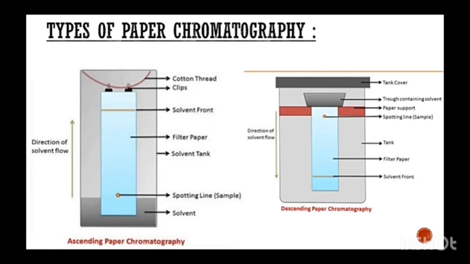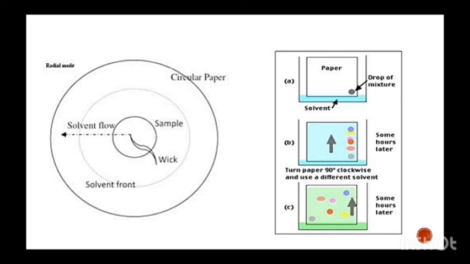The second type is descending paper chromatography. In this type, the solvent travels down the stationary phase towards gravity. Here, the direction of flow of the solvent is towards gravity. Hence, it is called descending paper chromatography. The third type is radial paper chromatography. In this type, the solvent travels from the center of the paper towards the periphery.